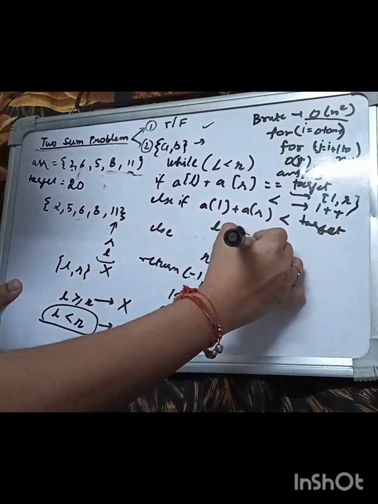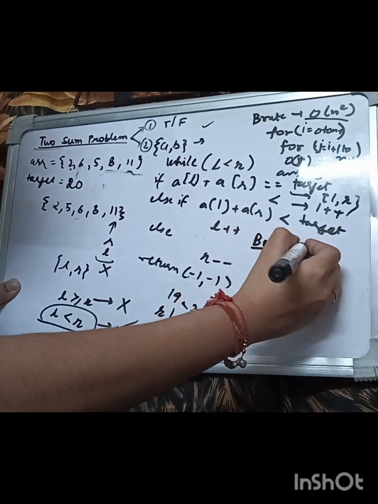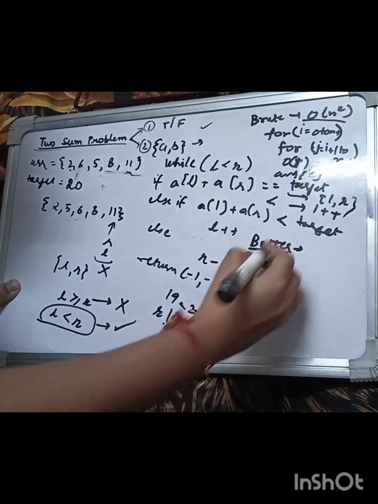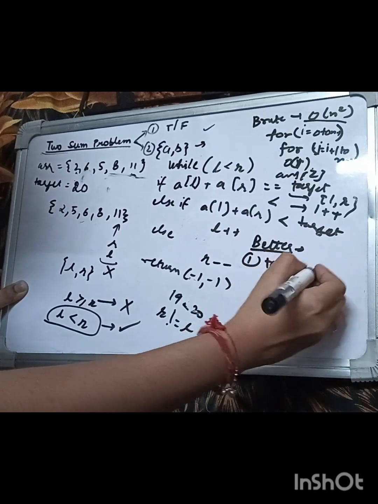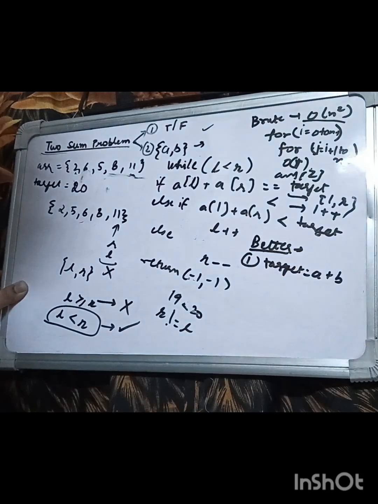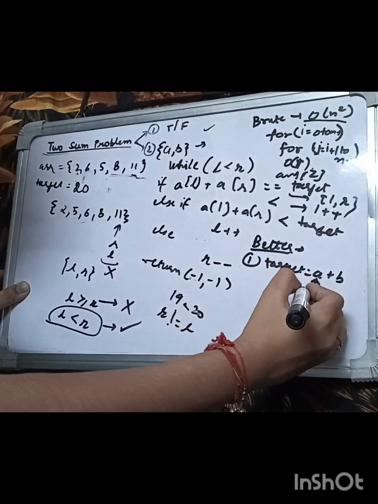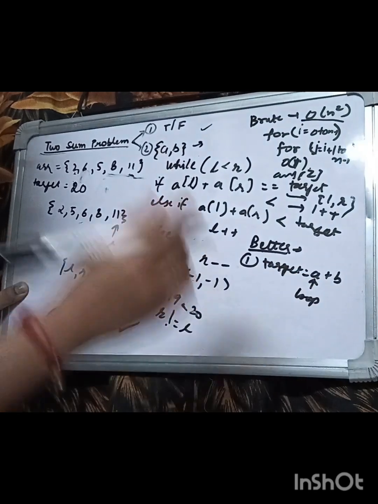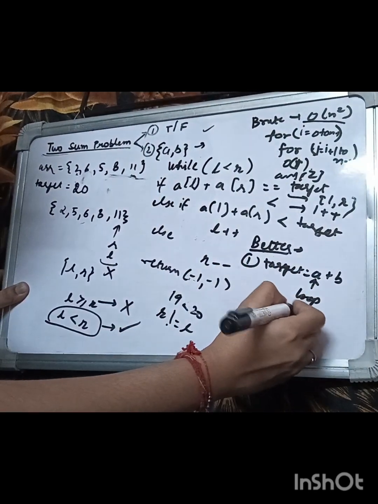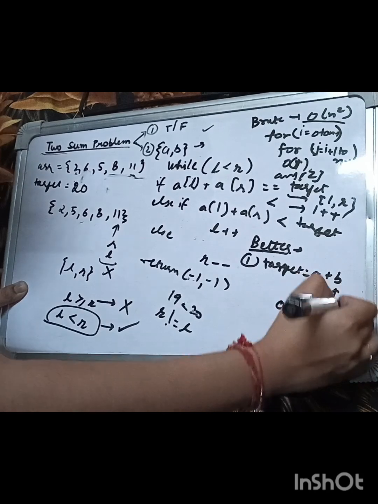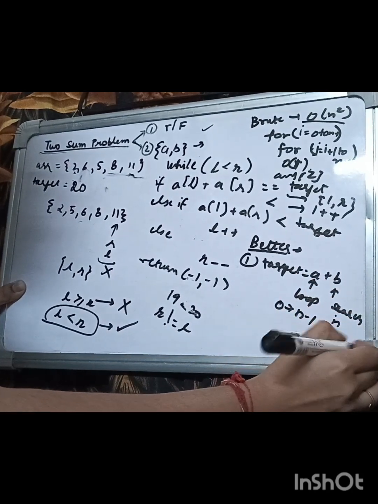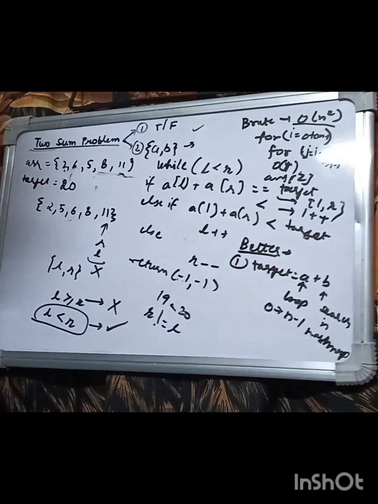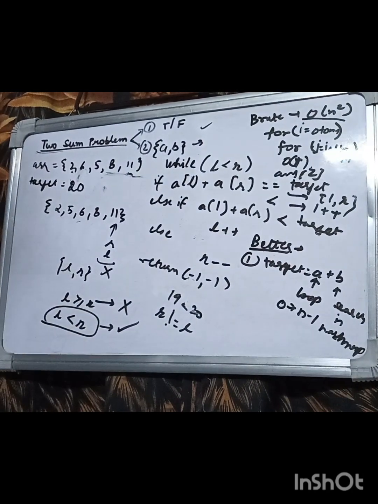In the better approach, now what is its intuition? We say 2 things. First, target is equal to A plus B. I will fix A by the loop from 0 to n minus 1, and I will search for B in the hash map. If it's not found, then I have to add A into the hash map.